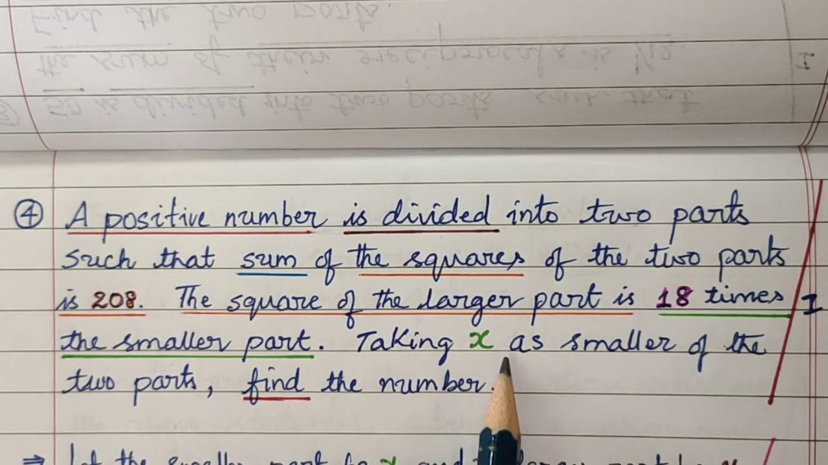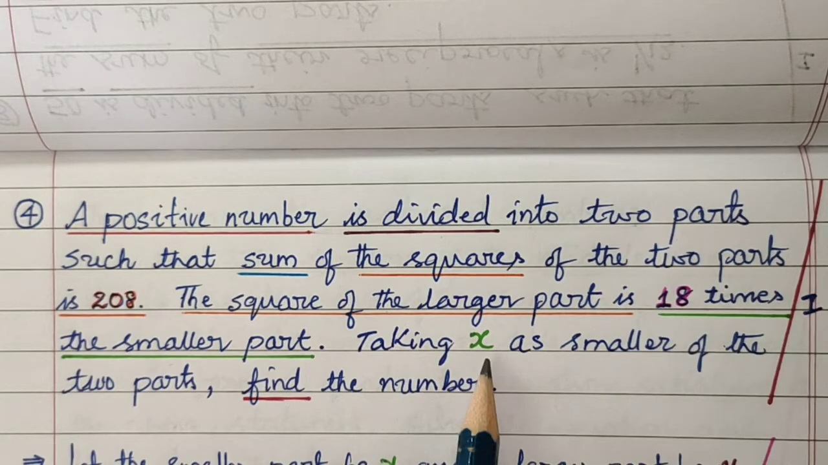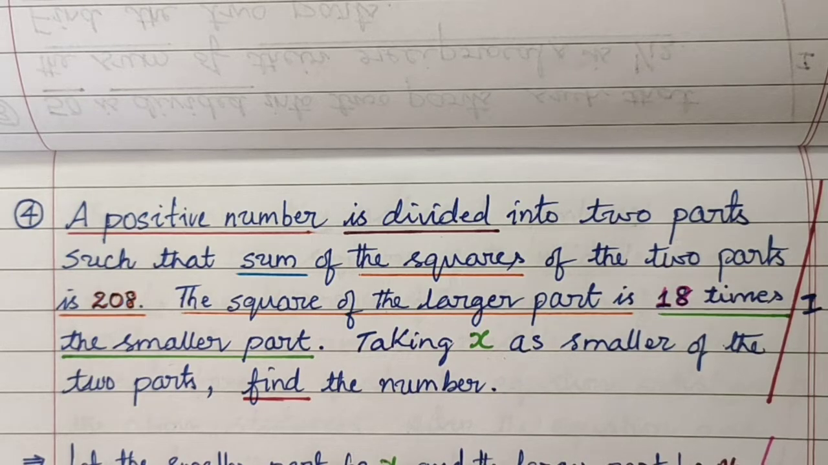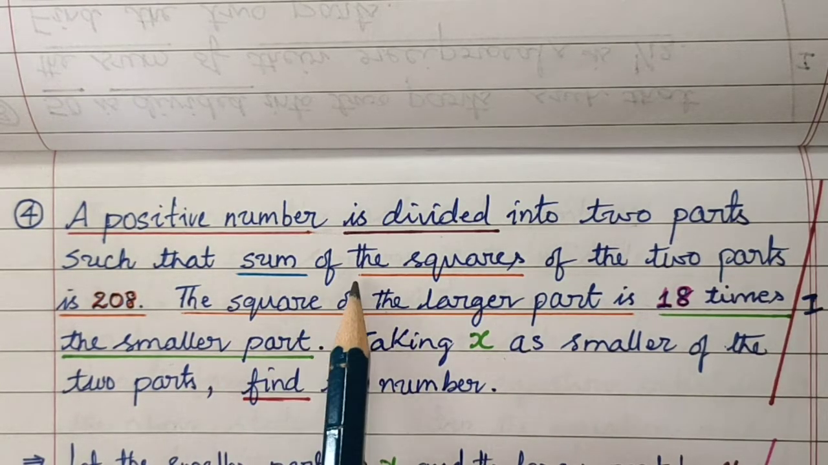They have given the smaller part as x. Then we have to assume the larger part. The square of that larger part is going to be 18 times the smaller part, which is x. Let the smaller part be x, which they have already given, and the larger part be y. This is the relation between these two.